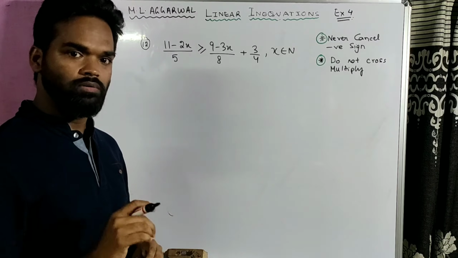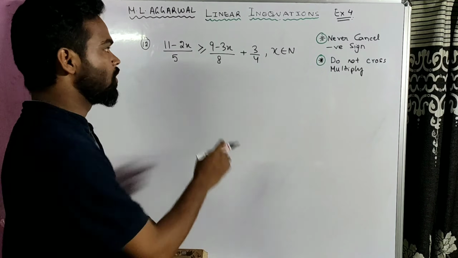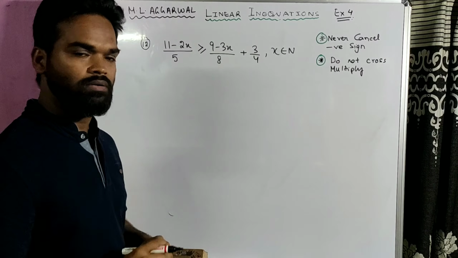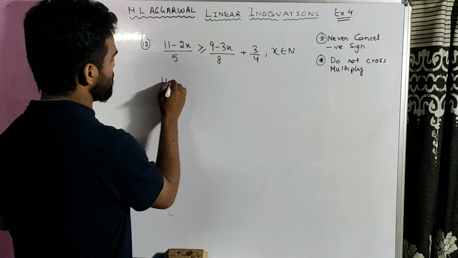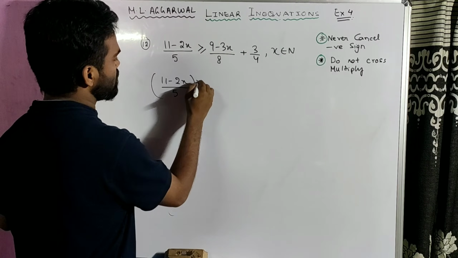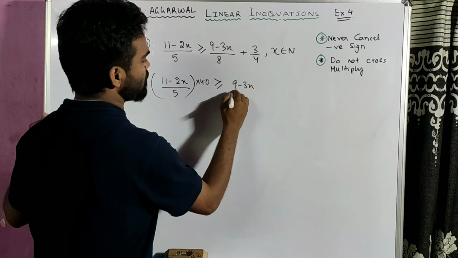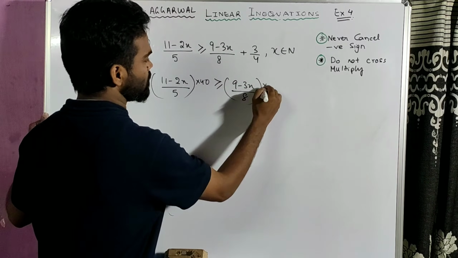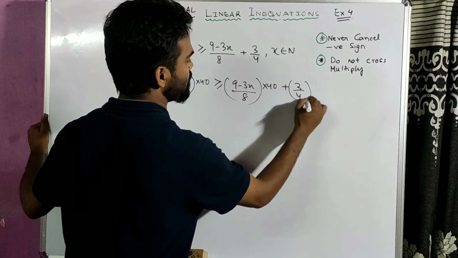So what we'll do to remove the denominator, we'll multiply each and every term with the LCM of the denominators. So we know the LCM is 40. So we'll multiply each and every term by 40. Look over here. Be careful, don't cross multiply, okay?